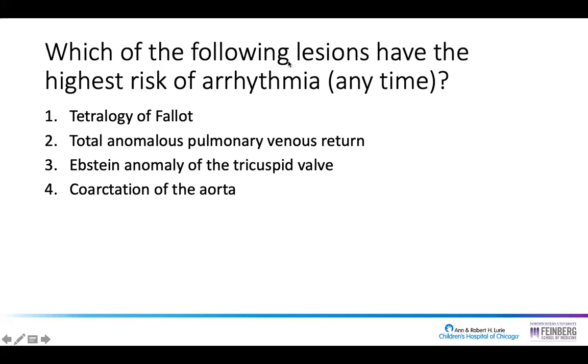So I don't know if... which of the following lesions have the highest risk of arrhythmia? And this is a lifetime mortality risk. So which of these has the highest lifetime risk of any arrhythmia?